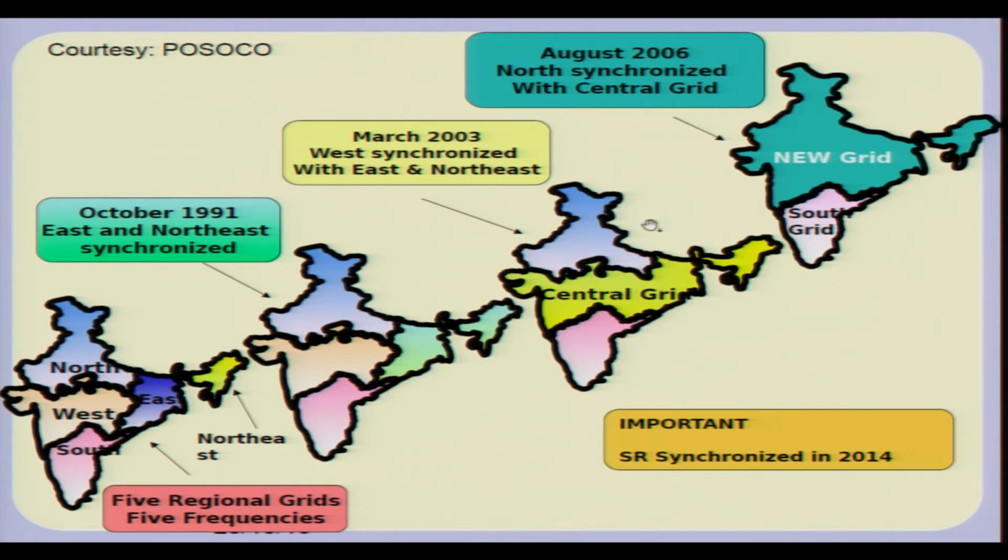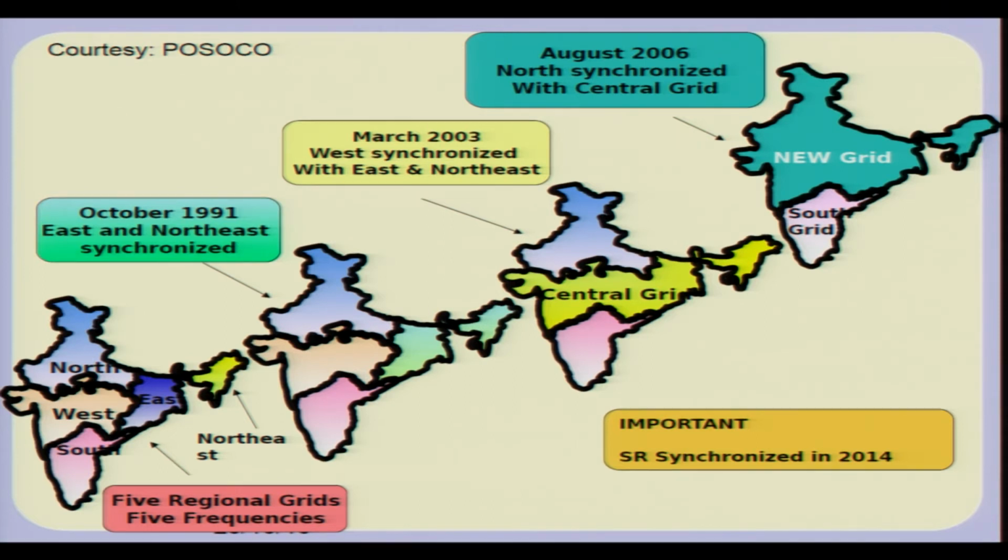Eventually, even the northern grid was merged with the central grid by connecting the two grids by AC lines, and once you connected them by AC lines, even the asynchronous links which were initially connecting the two regions became effectively embedded HVDC links in the synchronous grid. And in 2014, the southern region was synchronized to the rest of the country. So, now the entire country is operating as a synchronous grid.